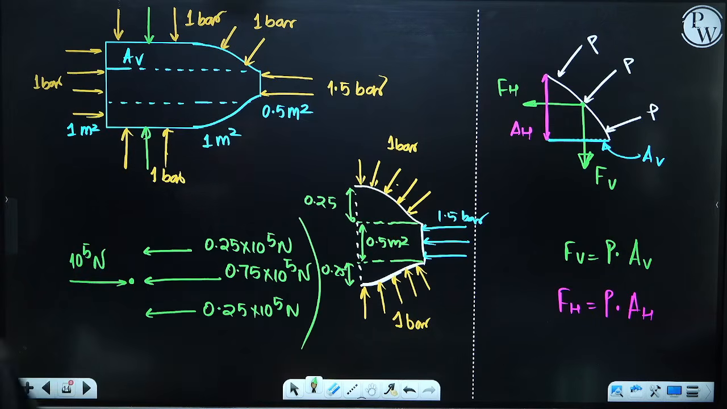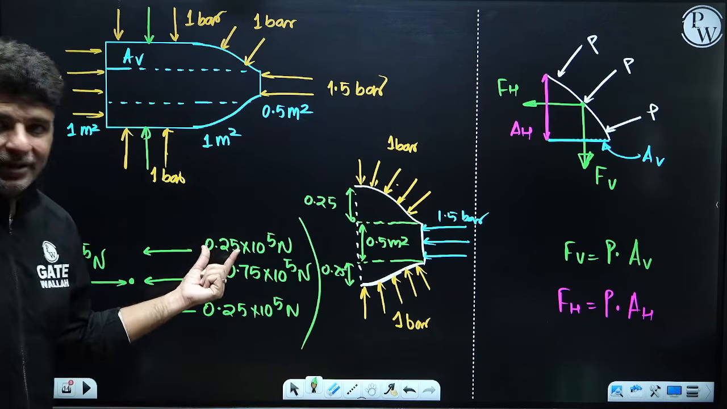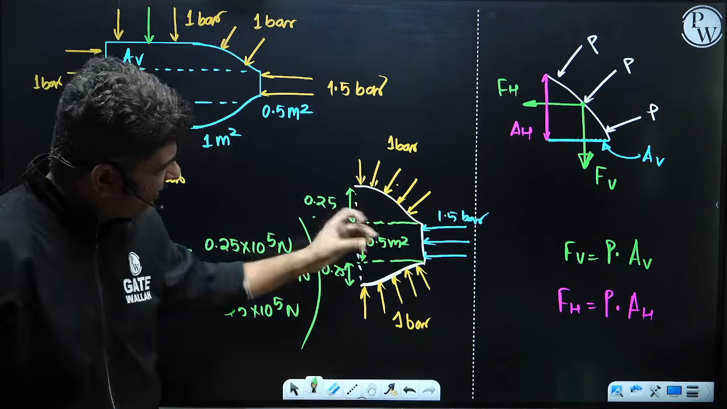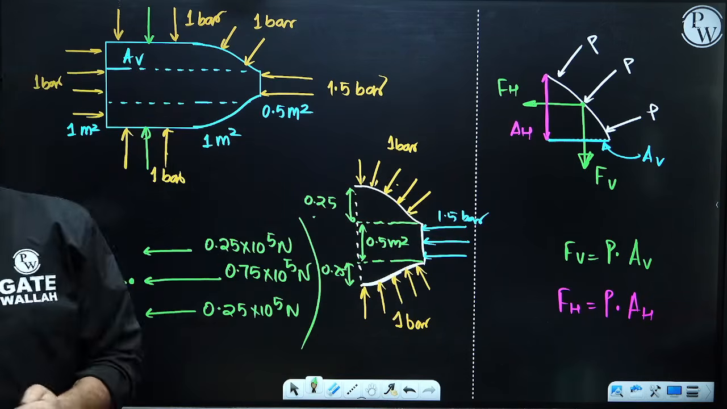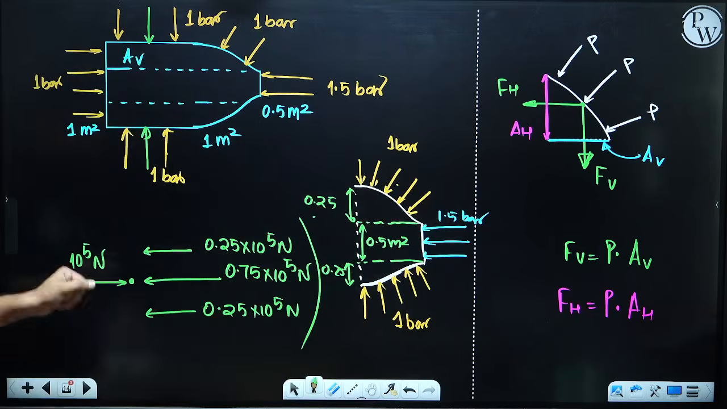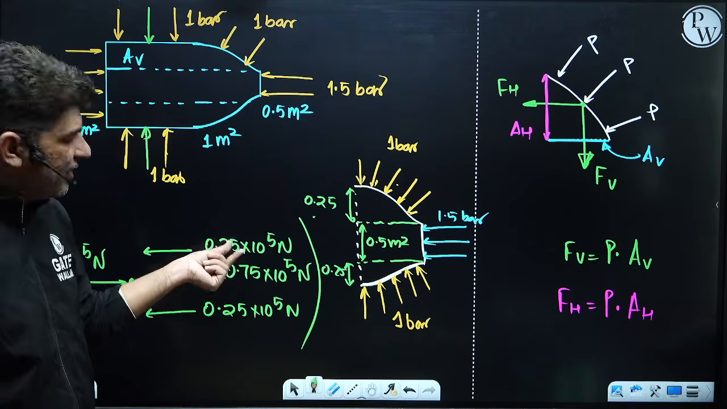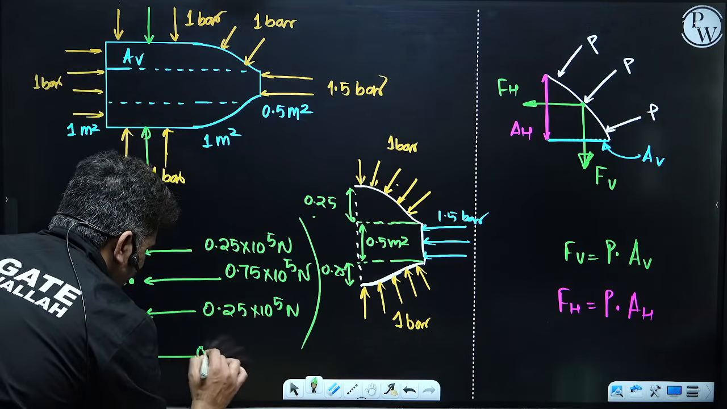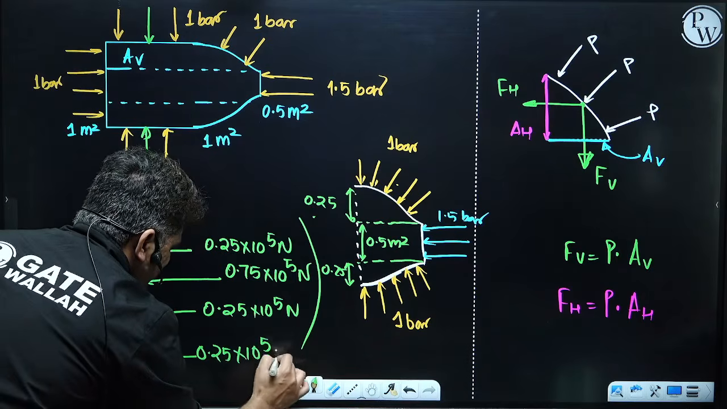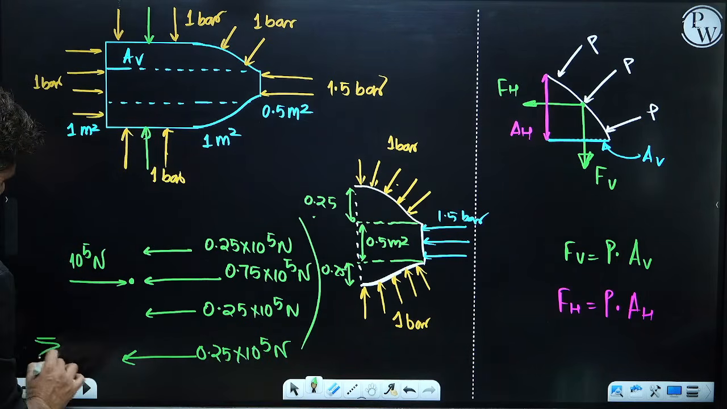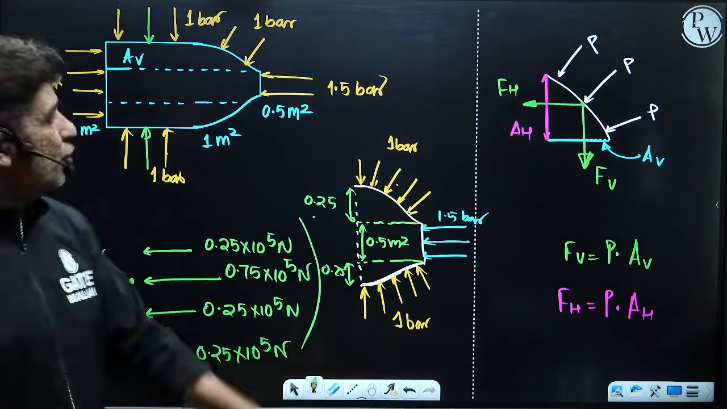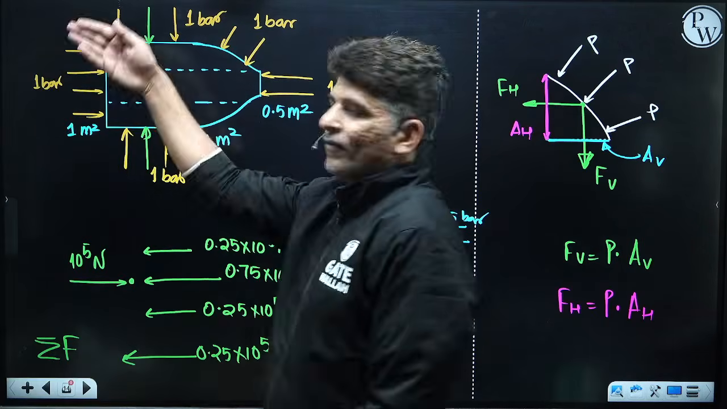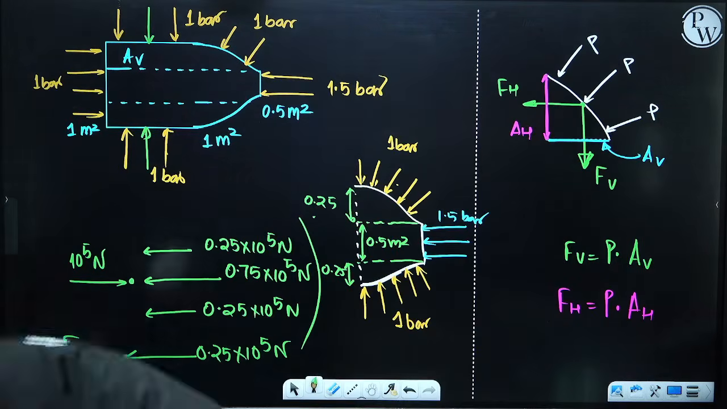Does everybody understand how the forces have come up? The forces are the vertical area multiplied by pressure, for each component. With this, if you see, this is 10 raised to power 5, and 0.75 and 0.25 will become 1. This is 0.25. So the net resultant would be 0.25 into 10 raised to power 5 Newton force in this direction. So in this component, or in this engine, the net resultant force will be in the forward direction. I hope everybody has understood this.